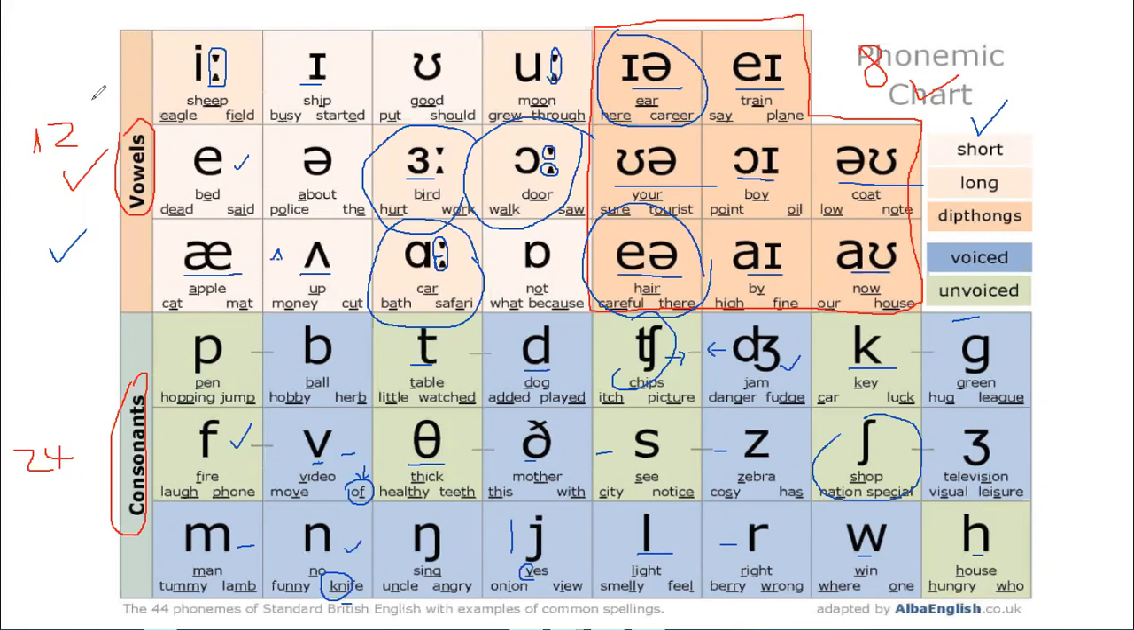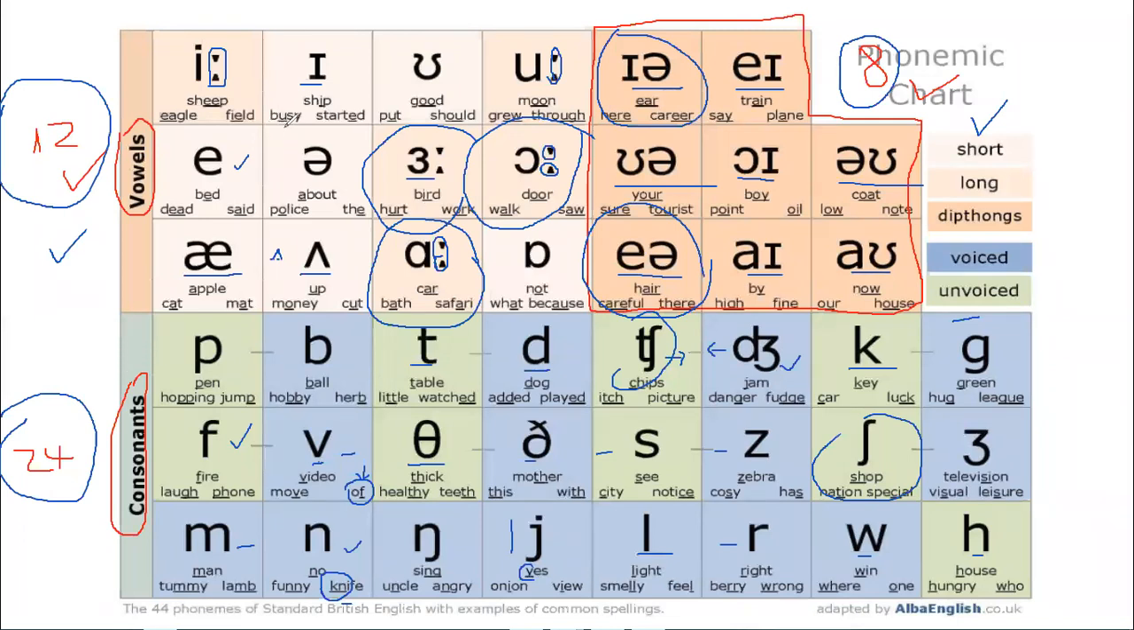All right. In conclusion, we can say that this is the phonemic chart, okay? And what we have here are 12 vowel sounds, 24 consonant sounds, and 8 diphthongs. Questions? No, teacher. Okay, so why is this important?